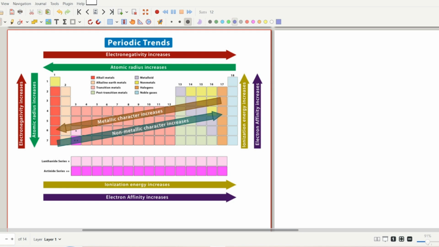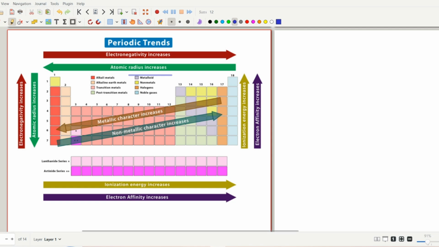But wait a minute, the diagram is showing that if you go from left to right like this, the atomic radius will decrease. But if you move from right to left, the atomic radius will go opposite, it will increase. So you have to keep in mind, if they are talking about top to bottom, bottom to top, left to right and right to left, these are the specific wordings that make so many students confused.